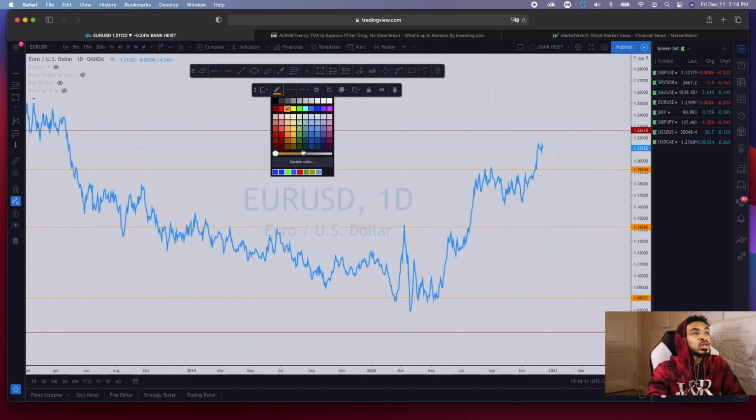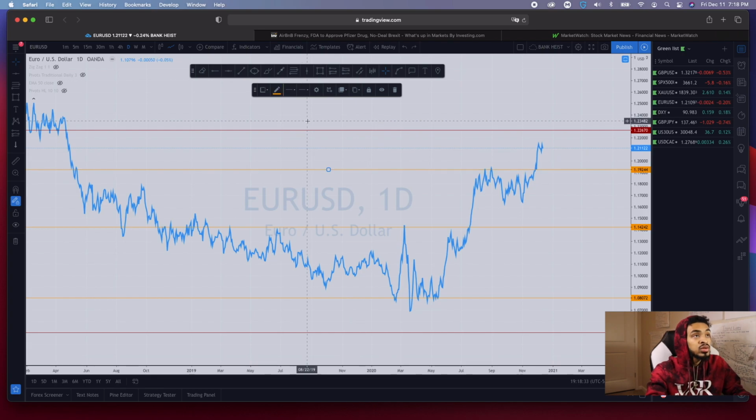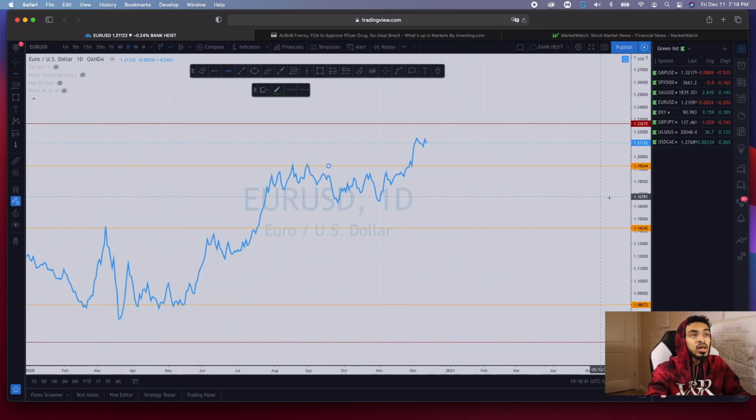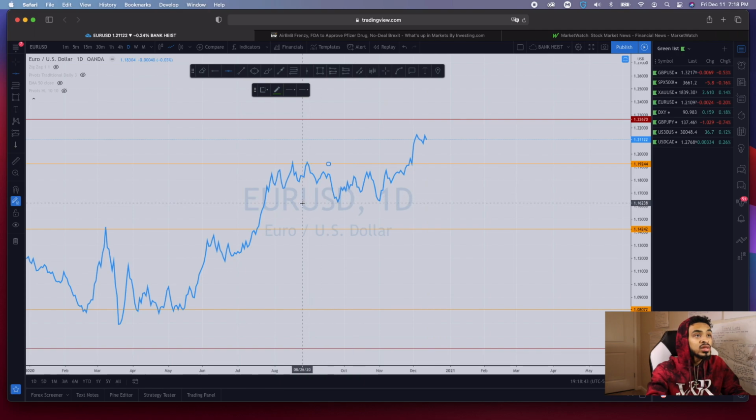We'll make the daily ones green. So we're just looking for the same thing. You know, we want to see 2 to 3 touches. Right here we can see 2 touches.